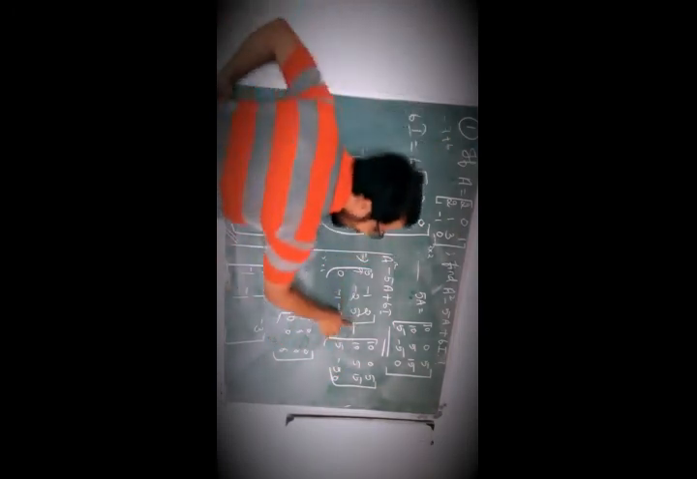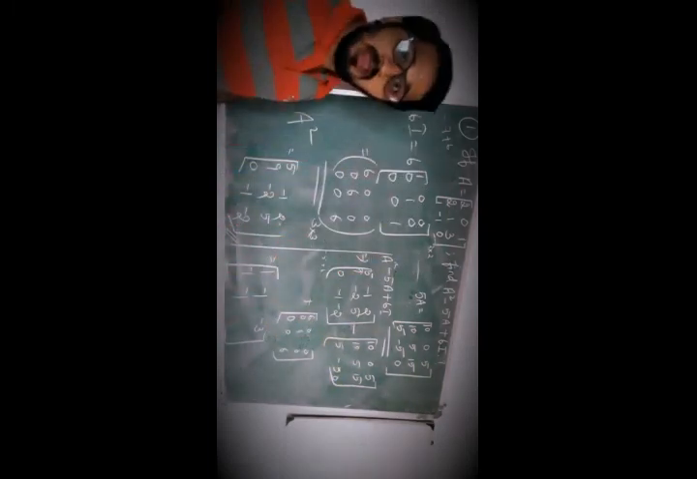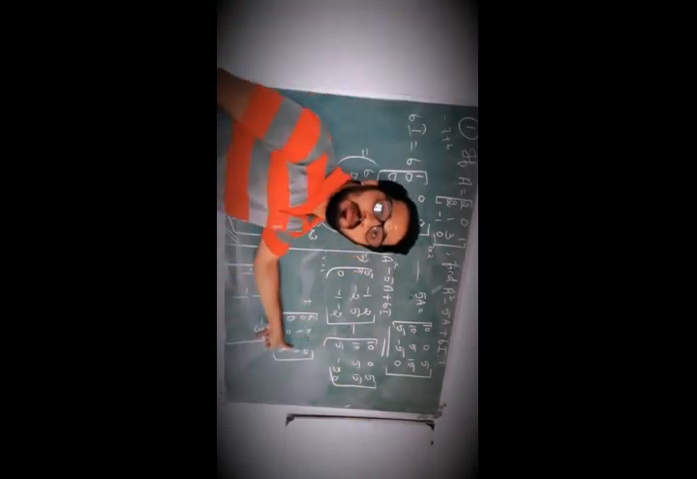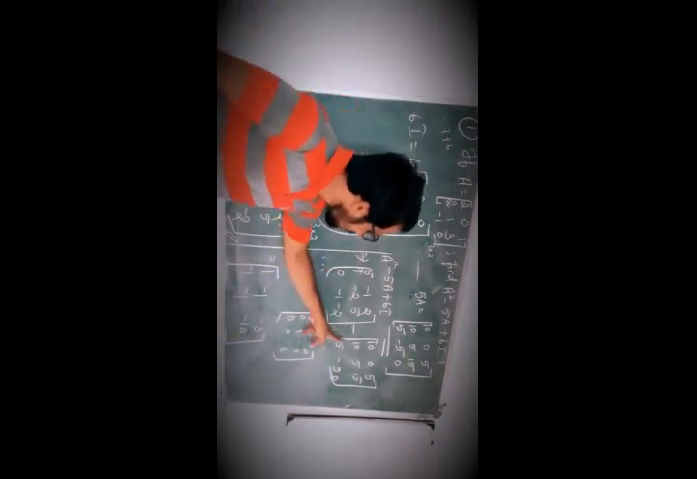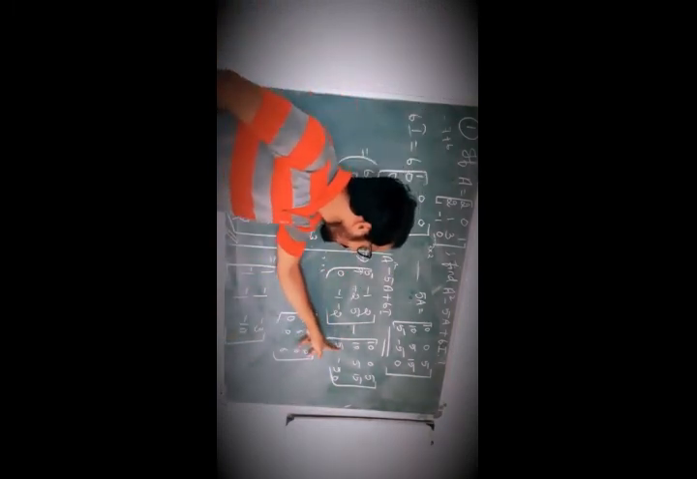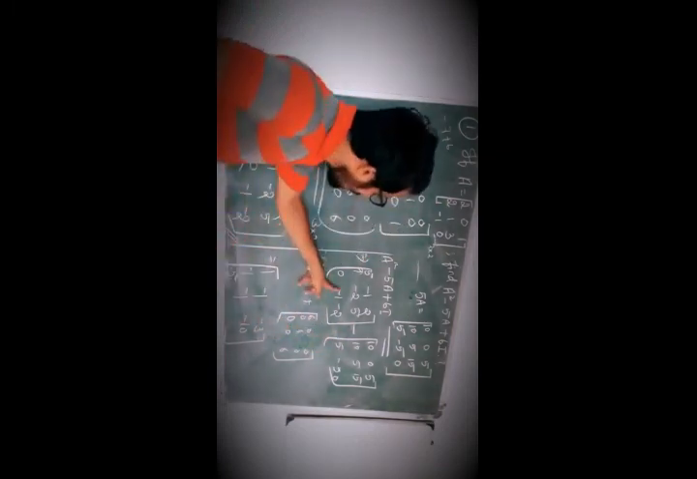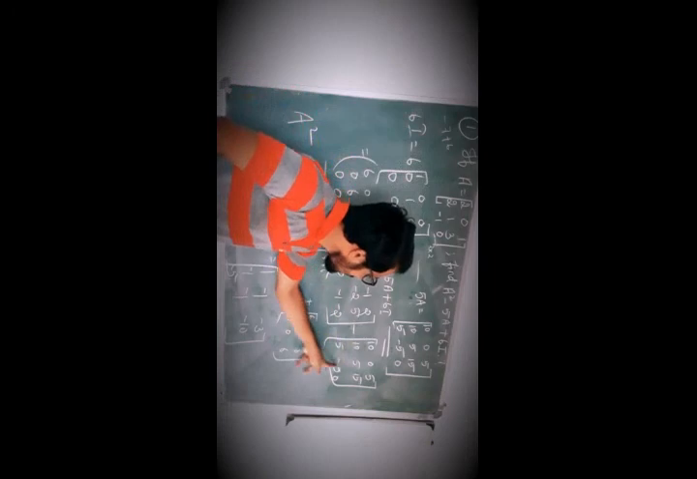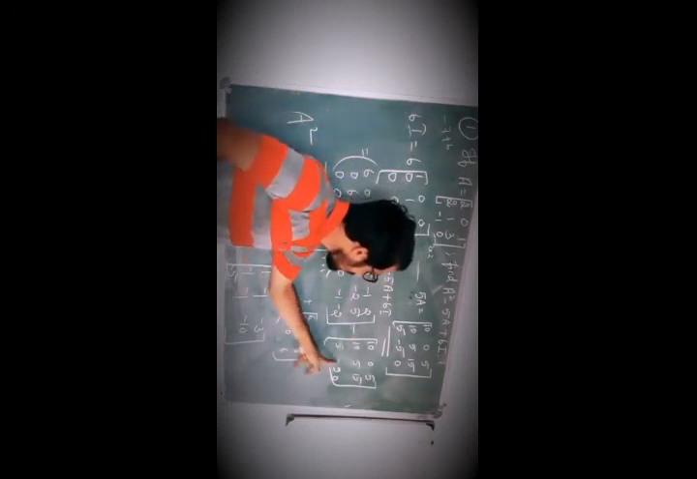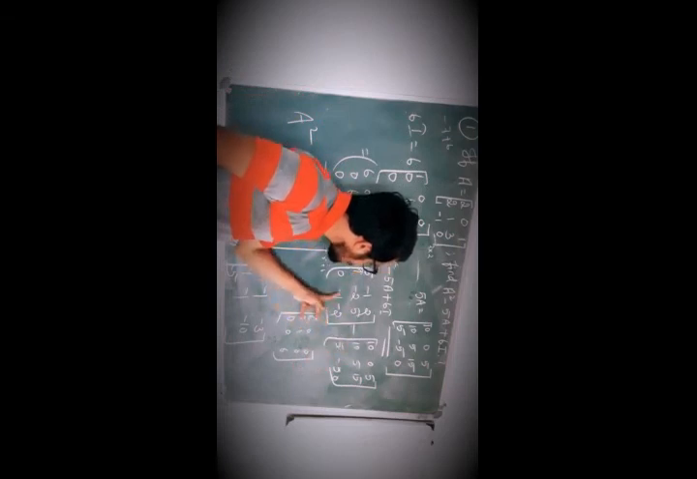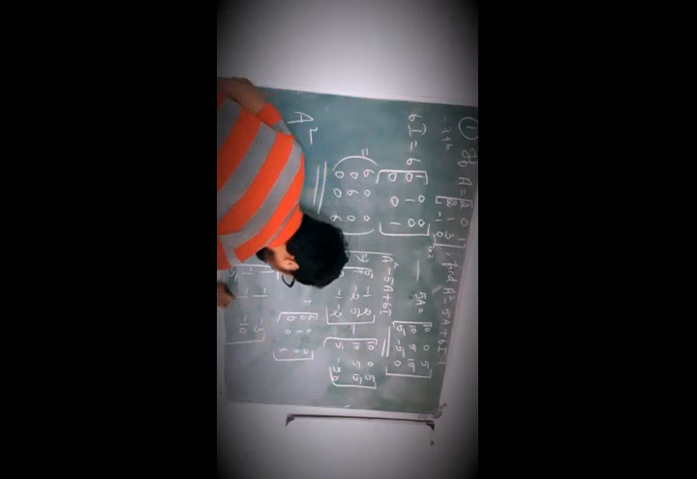5 minus 15, minus 10. Minus 10 plus 0, minus 10. Now third row. 0 minus 5, minus 5, minus 5 plus 0, that is nothing but minus 5. Now minus 1, minus of minus will become plus. Minus into minus is what? Plus. So minus 1 plus 5, that means 5 minus 1, 4. 4 plus 0, that is 4.